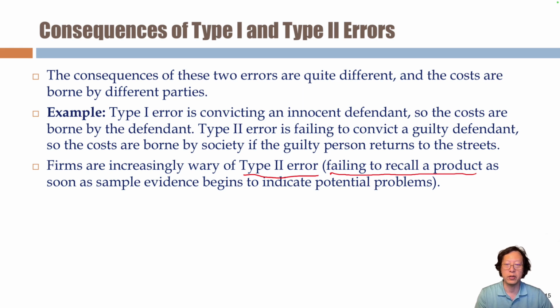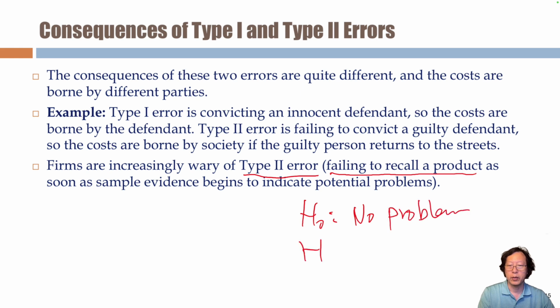Here the null hypothesis is that our product doesn't have a problem, and the alternative hypothesis is that our product has a problem. So when we collect the evidence, you are trying to find a significant, potential problem of our product. If you have strong enough evidence, then you can reject the null hypothesis that our product has no problem, and the alternative hypothesis is that there is a potential problem.